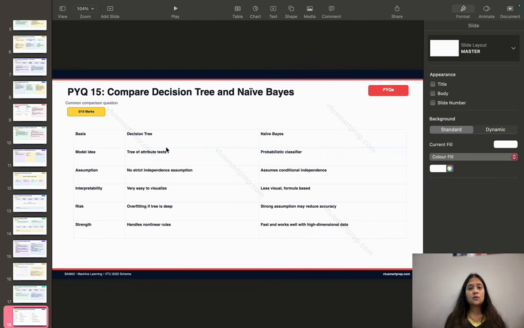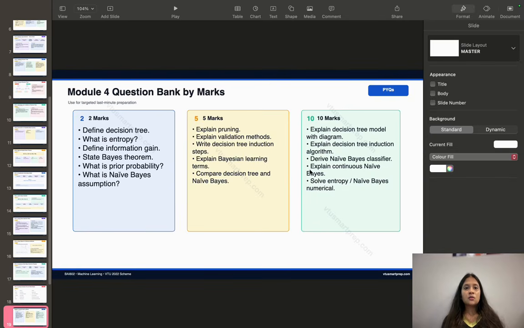And last is compare the decision tree and Naïve Bayes. The decision tree and Naïve Bayes comparison they can ask for 5 or 10 marks, or maybe 8 marks. So this is the last question. Here 2 marks question possibilities, 5 marks question possibilities.